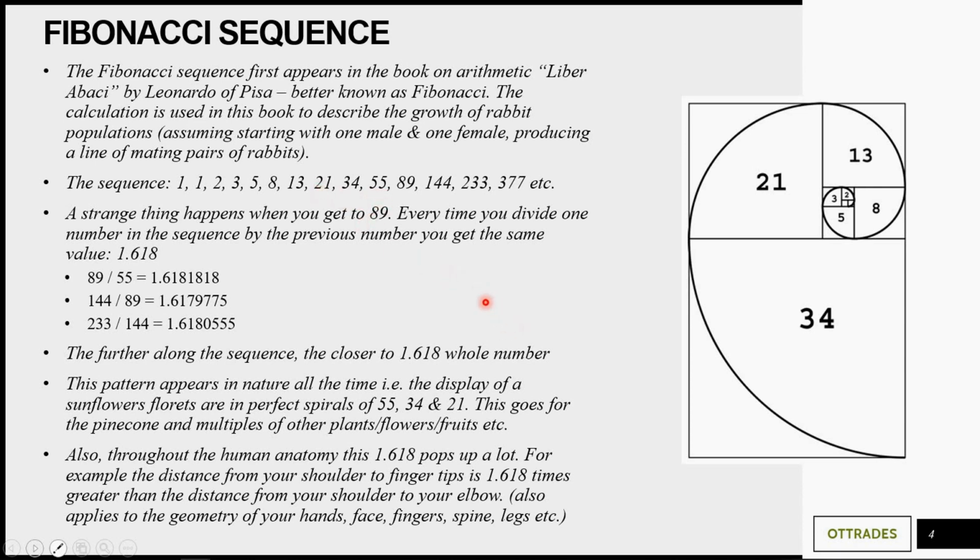This goes for pine cones, pineapples as well, multiple other plants, flowers and fruits. And it's also found throughout the human anatomy. So this 1.618 ratio pops up a lot.